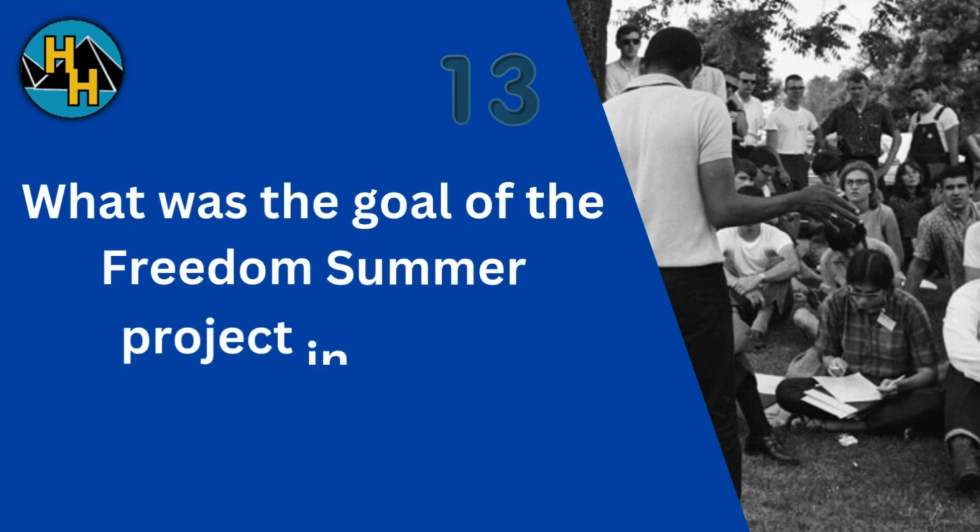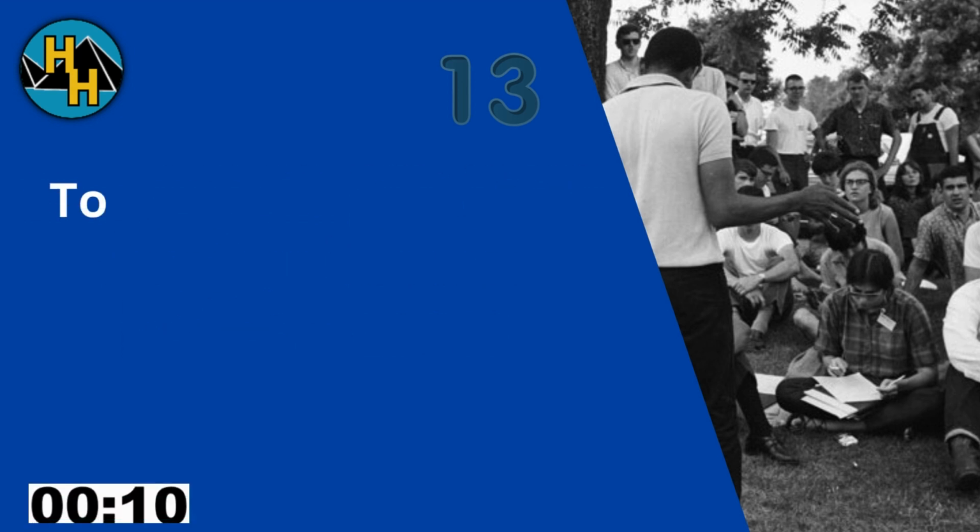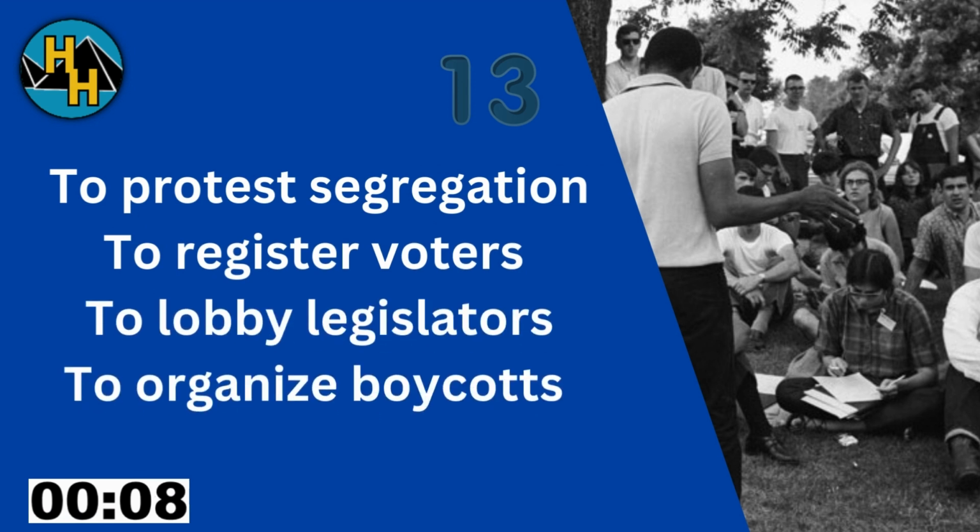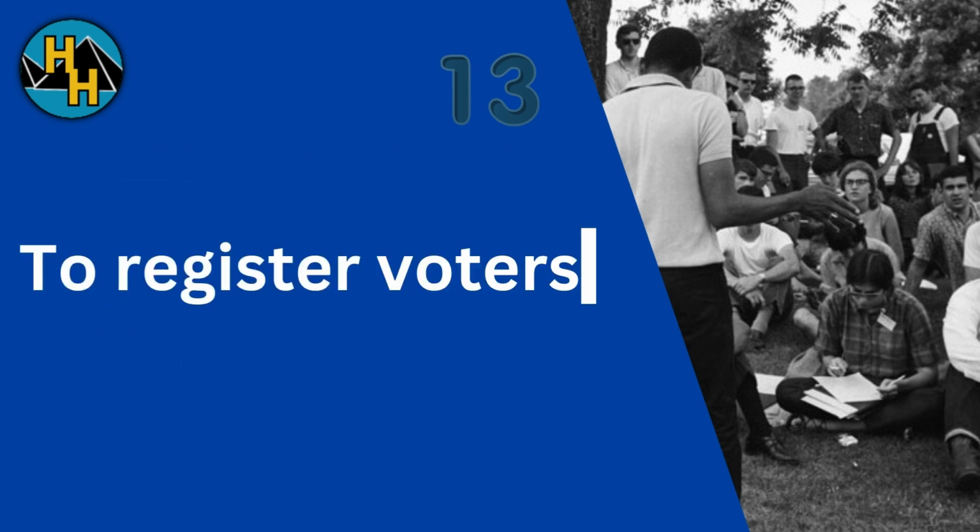What was the goal of the Freedom Summer Project in 1964? Was it to protest segregation, register voters, lobby legislators, or organize boycotts? The goal of the Freedom Summer Project was to register voters.